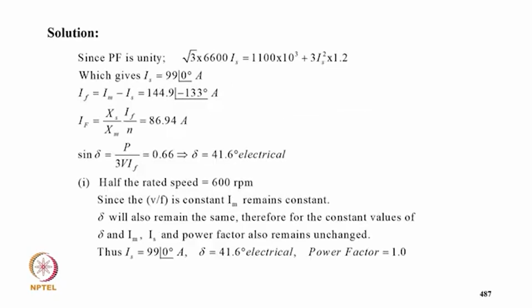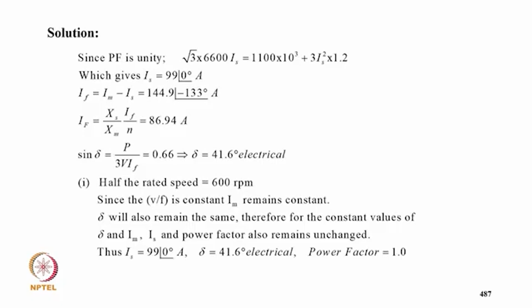Since the power factor is unity, putting into the relation, we get I is equal to 99 at 0 degree, and IF equal to IM minus IS, so it comes to 149.8 at minus 133 degree. IF equal to XS upon XM into IM comes to 86.94 ampere, and sin delta is P upon 3 V IF, that comes to 0.66, resulting in delta equal to 41.6 degree. For half the rated speed, 600 rpm, V by F is constant, so IM remains constant, so delta will remain the same. Therefore for constant values of delta and IM, IS and the power factor also remain unchanged, thus IS equal to 99 at the angle 0 and delta equal to 41.6 degree.